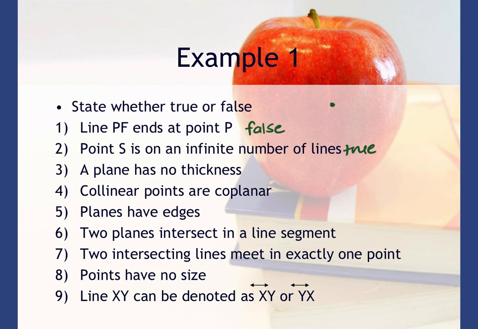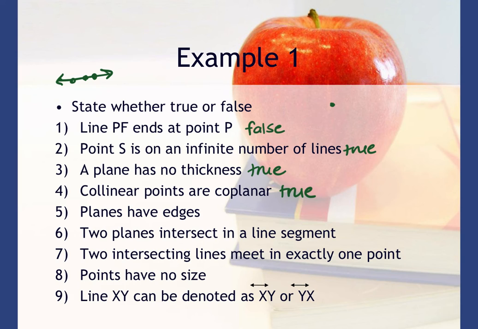3, a plane has no thickness. Nick. True. 4, collinear points are coplanar. Jonathan. If they are on, let's think about it. If they're on a line, if they're anything along that line, could I make a plane around them? Yeah. So this is true.